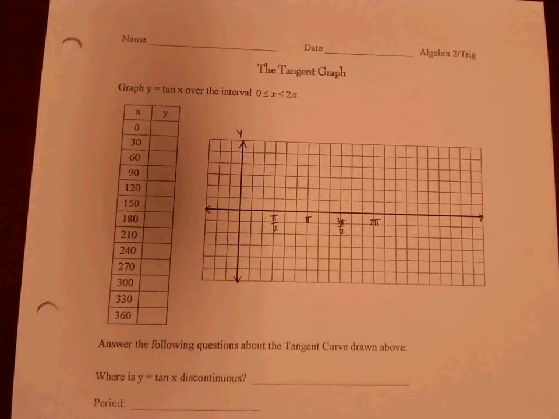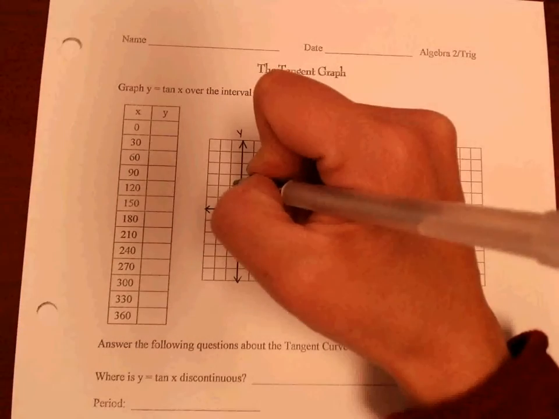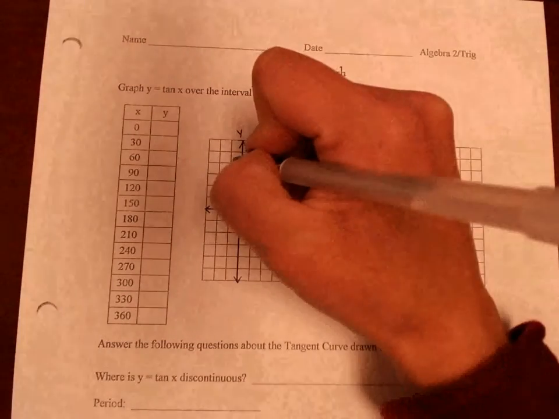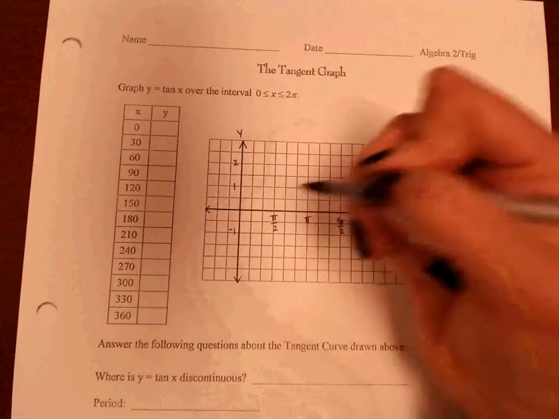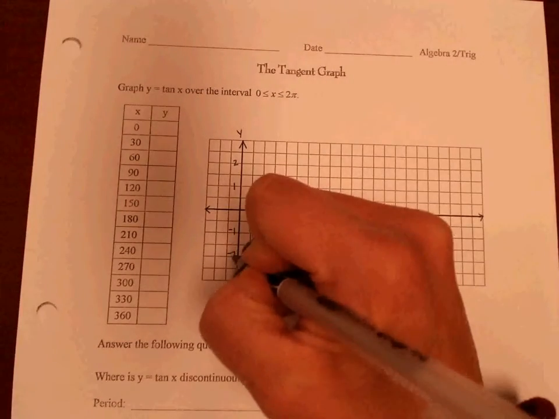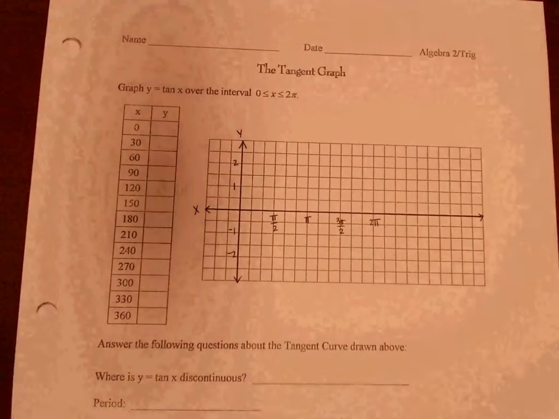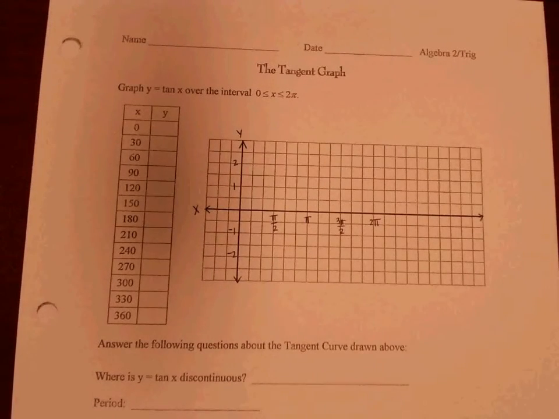And then we're also going to keep the scale that we've been using, and we're going to skip 2 boxes along the y-axis. So up 2 boxes, put a 1, another 2 boxes, put a 2, then go down below the x-axis, -1 and -2. And then, of course, you should have your axes labeled.